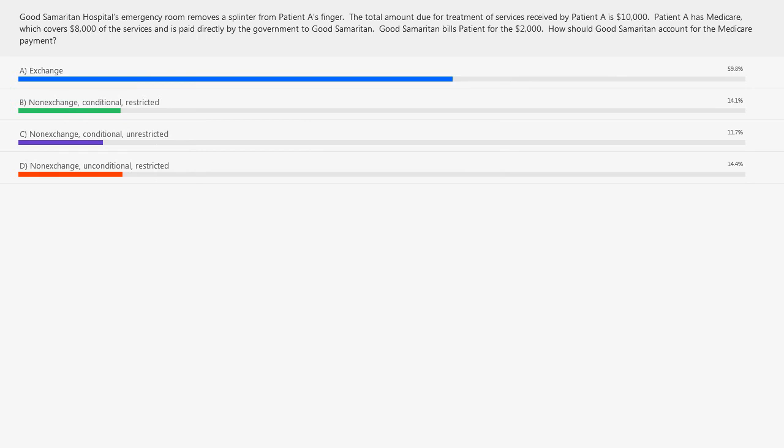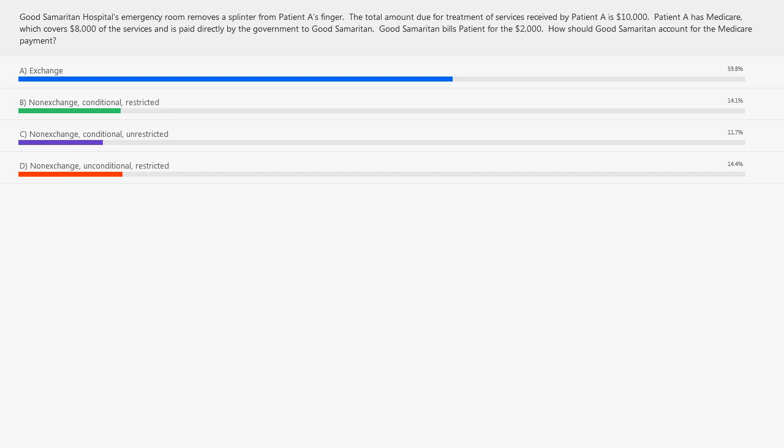Great. It looks like A was the majority of the answers, and that is correct. This would be considered an exchange transaction. Good Samaritan accounts for the Medicare payment, a form of insurance covering the patient, as a third-party payment on behalf of an identified customer to an existing exchange transaction. Good Samaritan has entered into an exchange transaction with patient A and accounts for the $10,000 of patient service revenue in accordance with ASC 606.